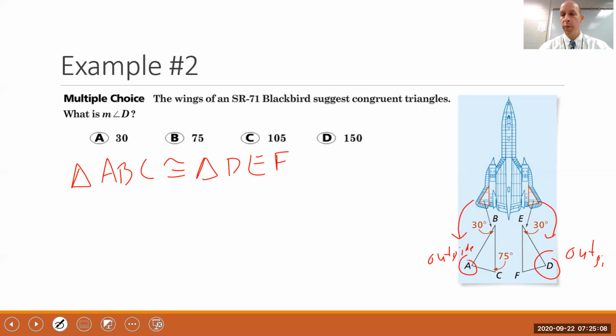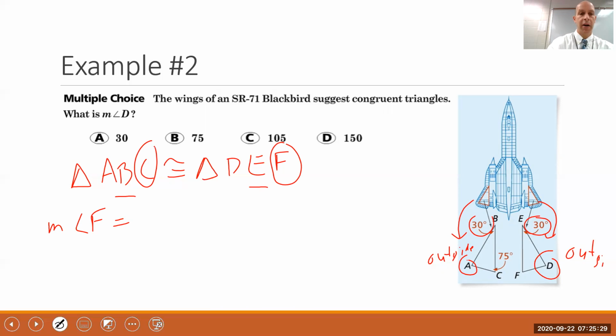Now we know that angle B and angle E are matched up and they both measure 30. That's given. What would be the measure of angle F? What's the measure of angle F? Well, since angle F has to be congruent to angle C, which is 75 as given in the diagram, angle F has to also be 75 degrees.